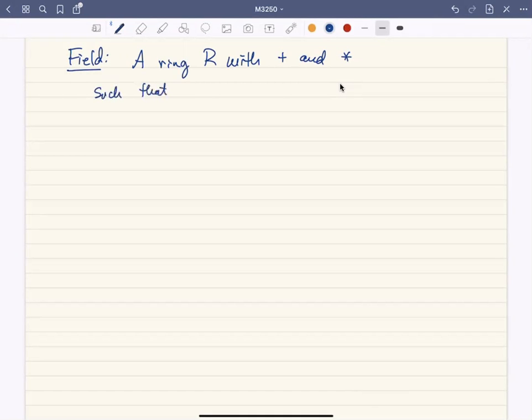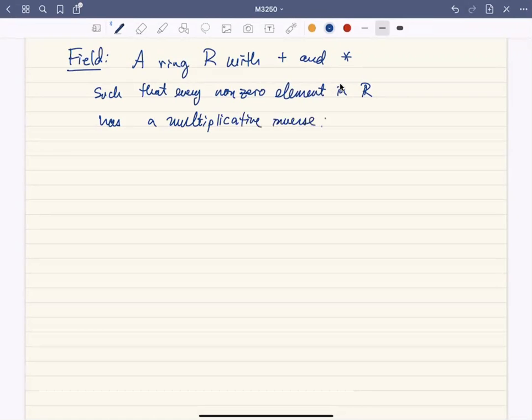such that every non-zero element in R has a multiplicative inverse too. We already know that because it's a ring, it has an additive inverse, but here a field is specifically a ring with the property that every non-zero element has a multiplicative inverse.